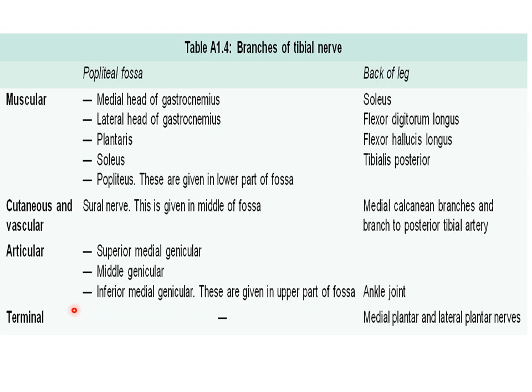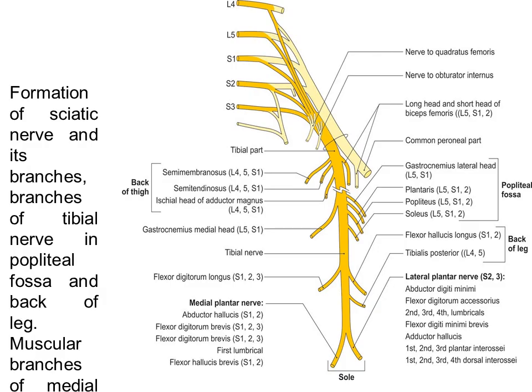Then we have terminal branches of the tibial nerve. They are the medial plantar and the lateral plantar nerves. We shall discuss these nerves in detail. One vascular branch supplies the popliteal vessels. So these are the branches given up in the popliteal fossa and in the back of the leg by the tibial nerve. In this diagram we can make out the formation of the sciatic nerve and its branches, then the branches of the tibial nerve in the popliteal fossa and back of the leg.